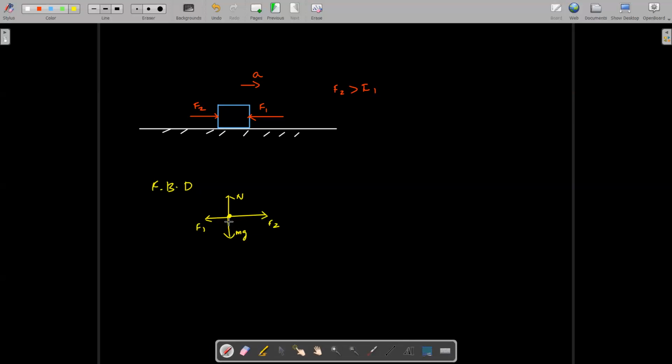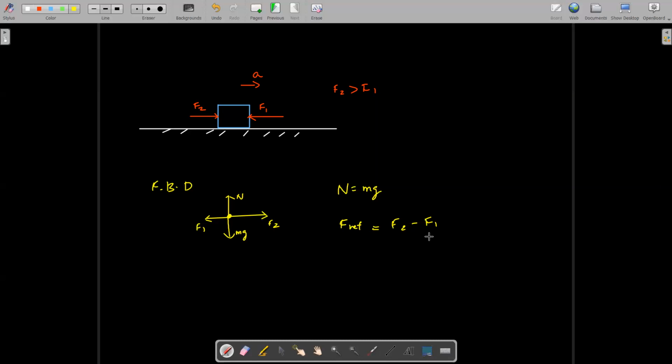Okay, so when looking at it, we know that there is no movement in the vertical direction. The body does not move up or down, which means that N will be equal to mg. There is no doubt in that. And the body has only acceleration in which direction? X direction, right? So here the total F net will actually be equal to F2 minus F1, right? F2 is bigger, so it will be F2 minus F1.